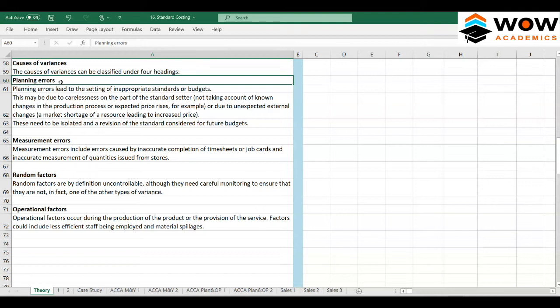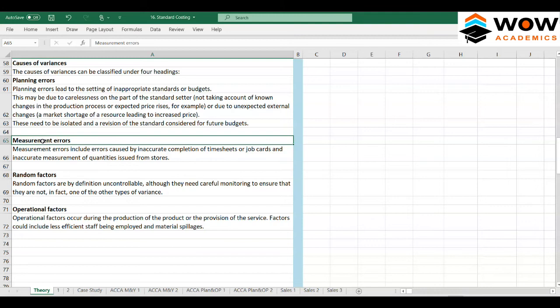So that can be one of the reasons for the cause of variance. The second one is that the measurement is wrong. The measurement in terms of the standard, or the measurement in terms of actual. For example, we want to find out how much we are spending for the purchase of material, or we can take labor.